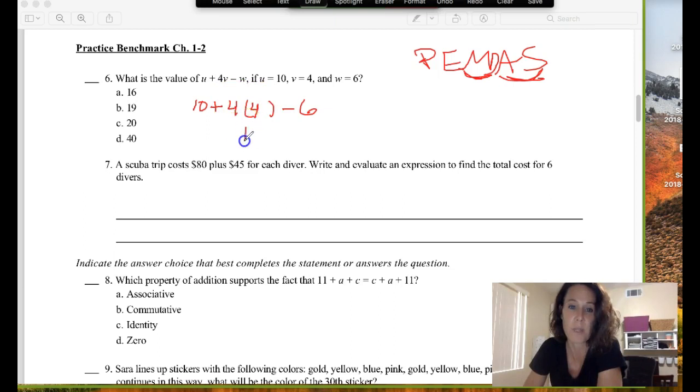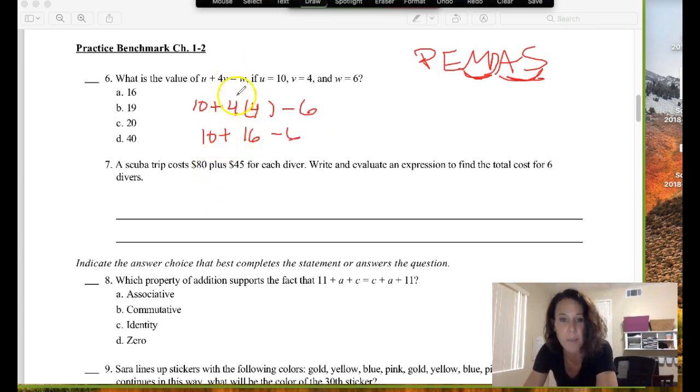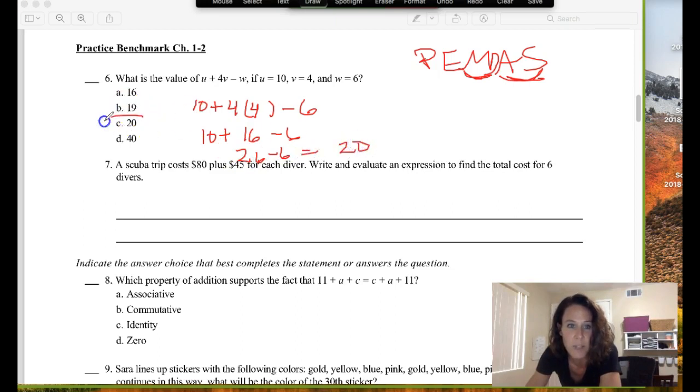4 times 4 is 16. And then I'm going to go 10 plus 16 minus 6. And then I do my adding and subtracting from left to right. So 10 plus 16 is 26. Minus 6 is 20. And I should have C.